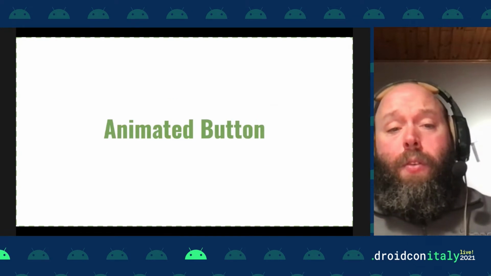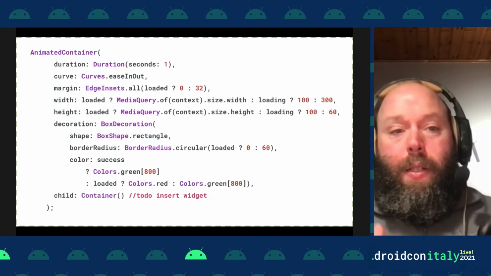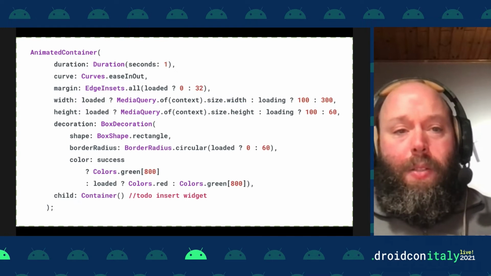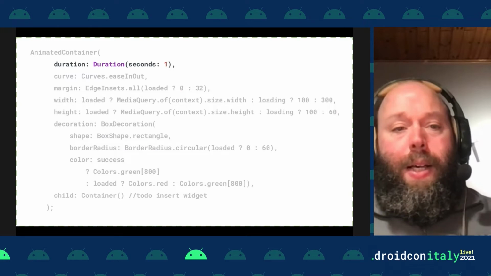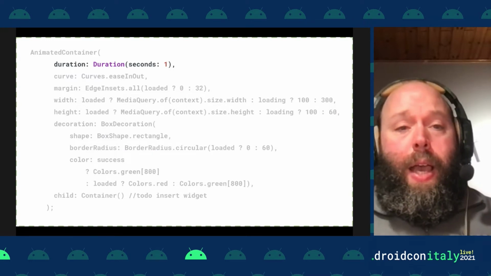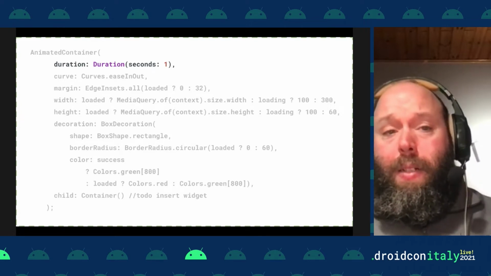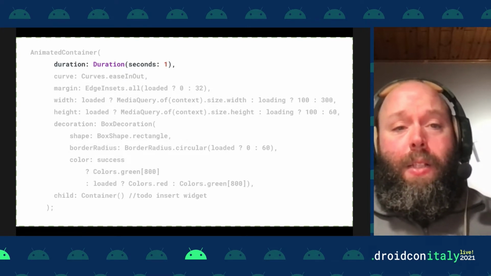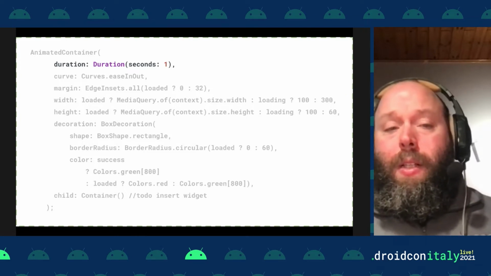So, if you remember, we had a login button that we wanted to be animated. Let's see how I managed to create said button. First of all, the duration. As I said, we needed a duration to have our animated container work. This is a mandatory parameter. If you don't provide a duration for your animated container, you will have a compile time error because it is required.